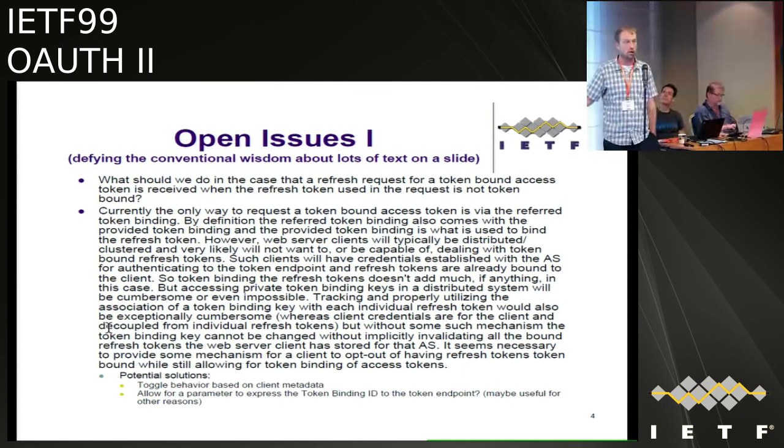The other option would be to allow for some sort of parameter on the token endpoint request for the client to express the token binding ID that it would like the access tokens to be bound to. It could do that without negotiating token binding, without providing the provided token binding, which would then mean that the authorization server would have no way to bind the refresh token, but it would have data sufficient to bind the access tokens. I was kind of liking this approach for a while.